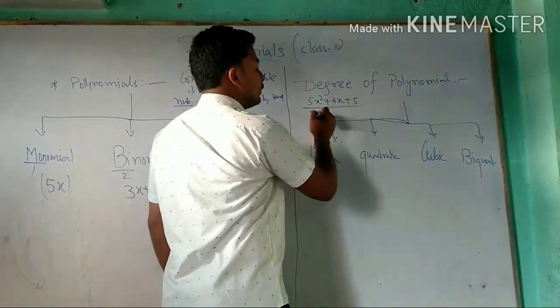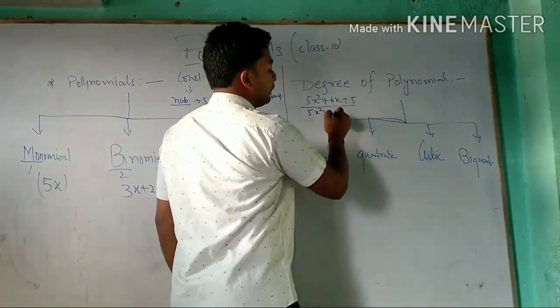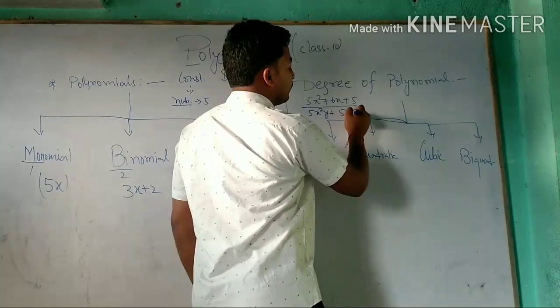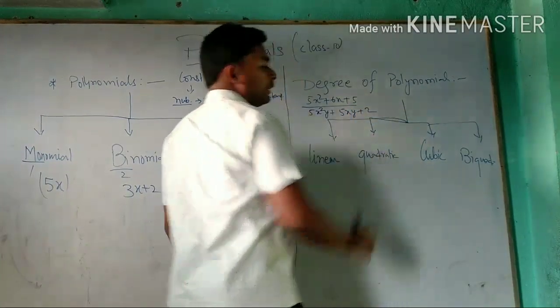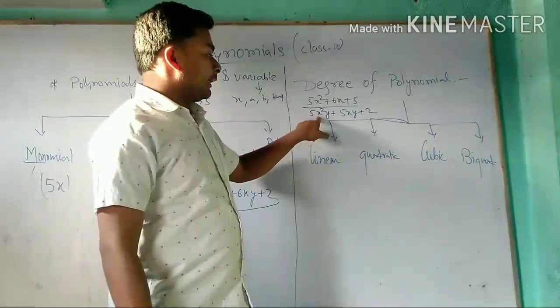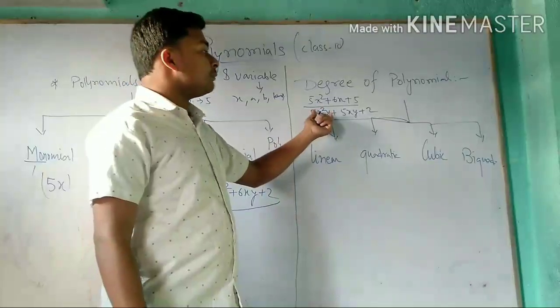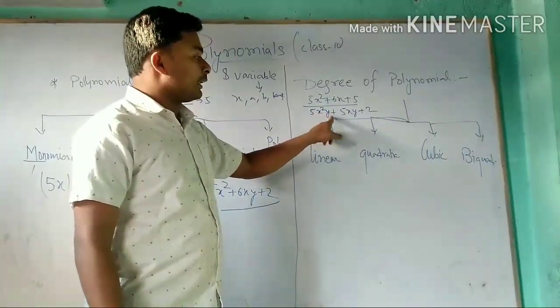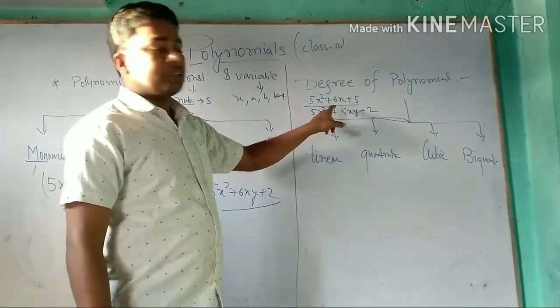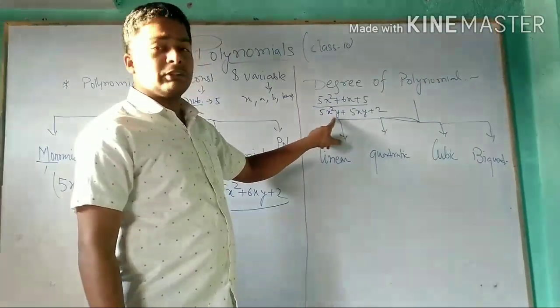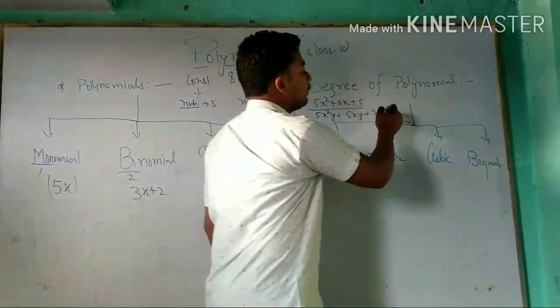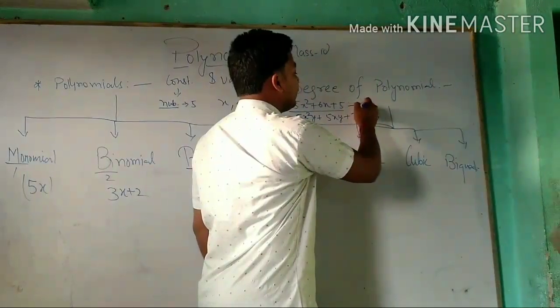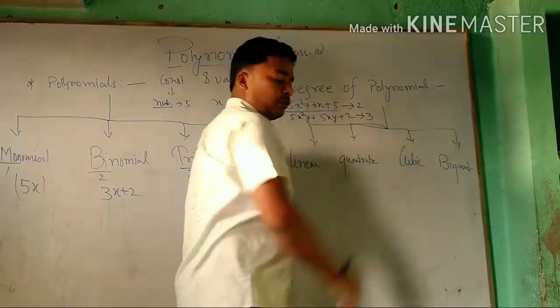Whereas if it is 5x square y plus 5xy plus 2, here two variables are there, x and y. So we sum the exponents: the exponent of x is 2 and the exponent of y is 1. So 2 plus 1 is equal to 3. So the degree of this given expression will be 3, whereas the earlier one was 2.